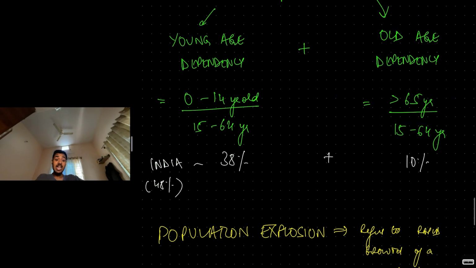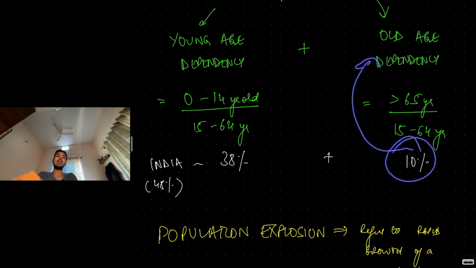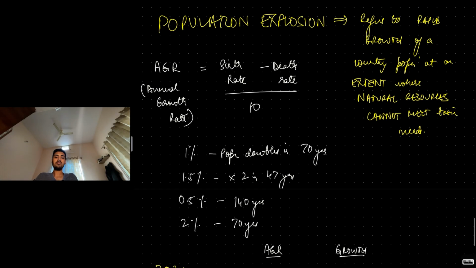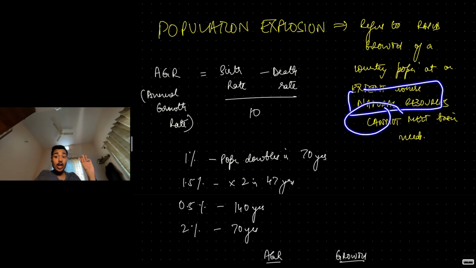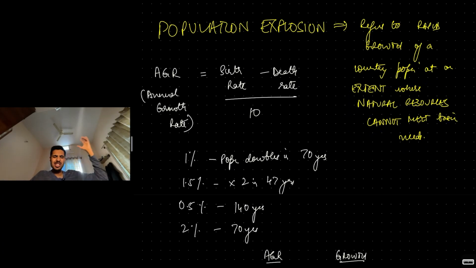In India, the total dependency is 48%, but it is seen that 38% is young age dependency and only 10% is old age dependency. That tells you that India has a very young population. Then coming to population explosion. This is an important topic because it has happened in India. Population explosion refers to the sudden rapid growth of the country's population to an extent where the natural resources cannot meet basic needs. In India, we have so much population explosion, so much poverty. These poor people are not getting any of the resources. So that is population explosion.